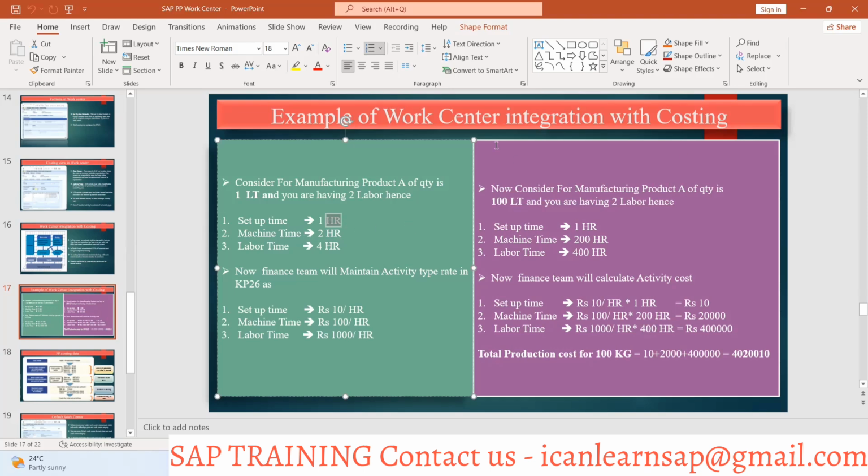Now suppose for the same product, they have to manufacture 100 liter quantity. How much will be the labor? How much will be the manufacturing cost? So setup time remains 1 hour only. Either you make 1 liter or 100 liter, setup time is going to remain 1 hour only. Agreed?